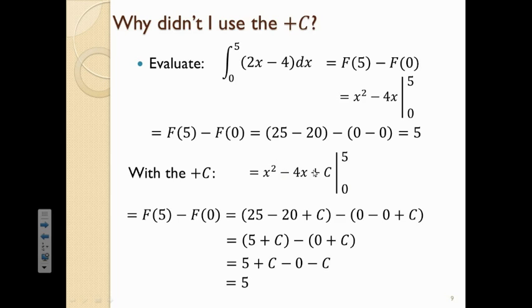If that didn't make sense, don't worry about it. It's applying what we learned before. You can ask in class for a more visual answer to it. But the important thing is to remember that when we do the definite integral, we don't have to worry about the plus c. We'll end up with just a number.